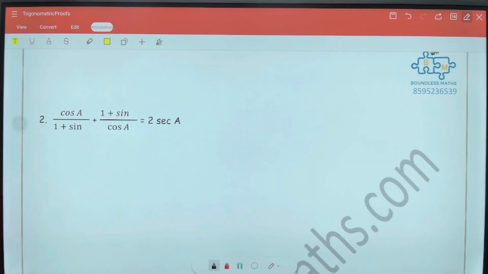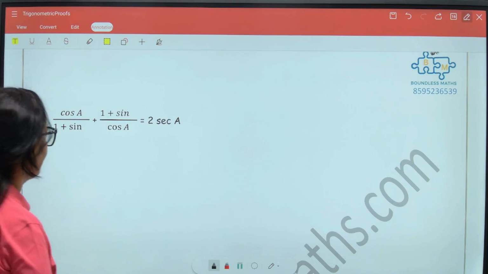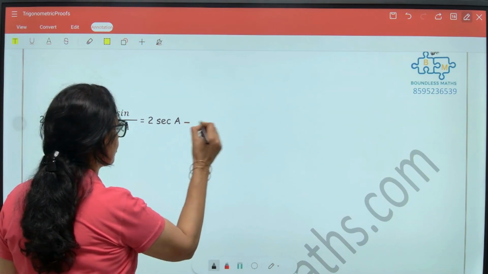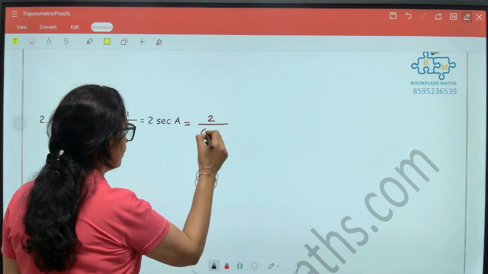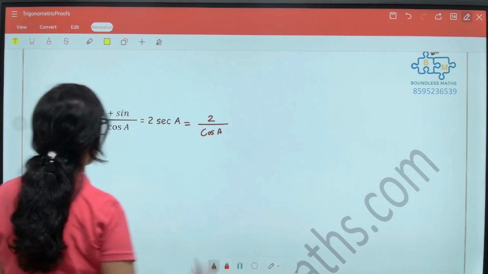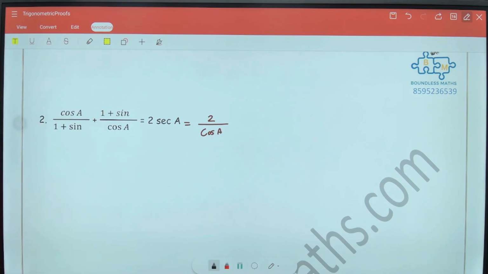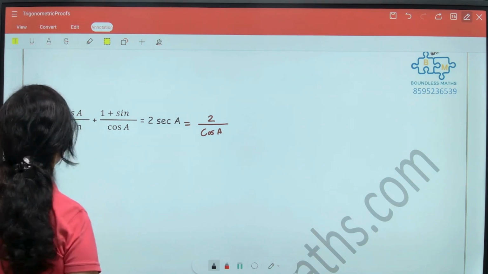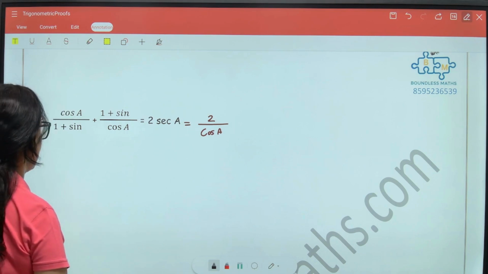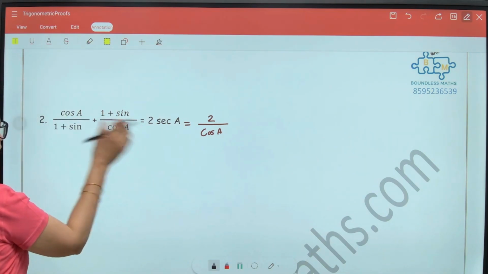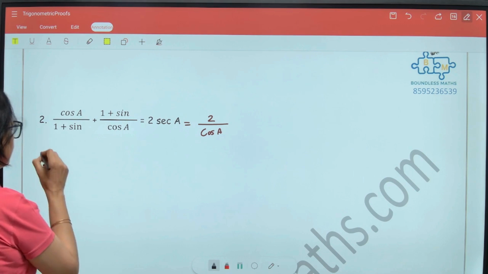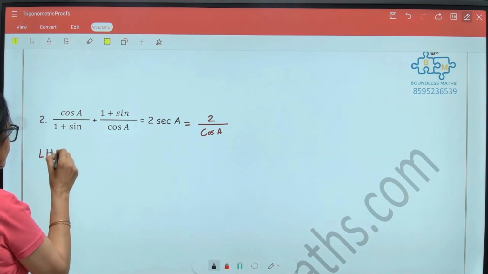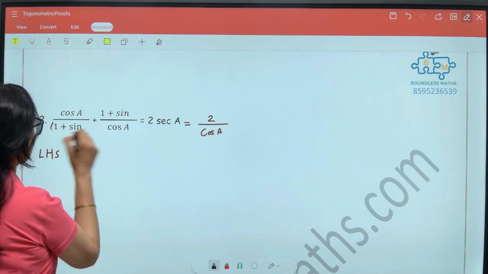So let's have a look at another question, question number 2. Now here the right side has 2 sec²A. That means it can also be thought of as 2 upon cos²A. So if we convert everything to cos²A or somehow we can get cos² from the left side, the work will be done. So let's start with the left hand side. Now because we have two separate terms, we'll start by taking the LCM of these two terms and then simplify further.